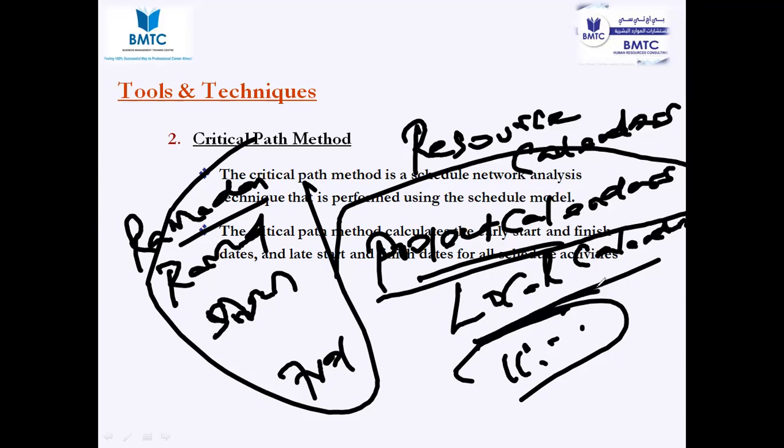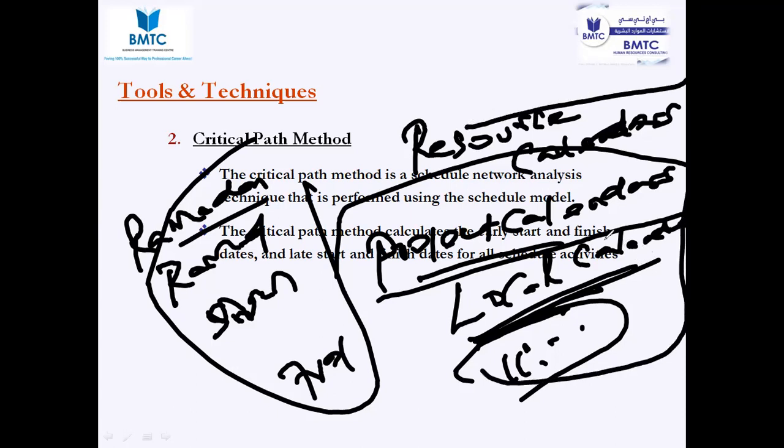So for local calendars, we have to know the local customs. When do the people have to work? What is your work time? Whether they have to work 8 hours inclusive of breaks, or 9 hours. So I need to make sure I have the local calendar. Once you develop the schedule, these 3 calendars are very important: resource calendars, project calendars, and local calendars.